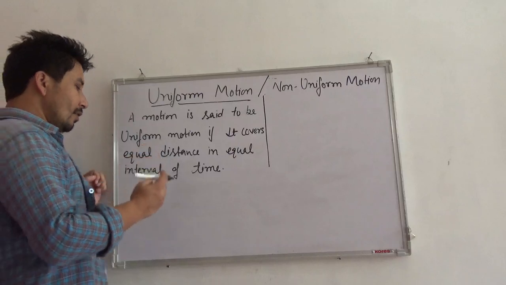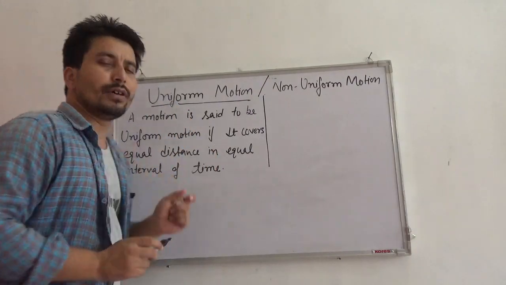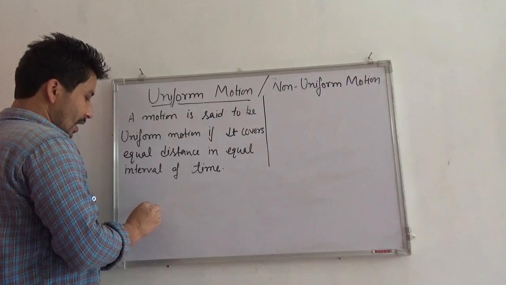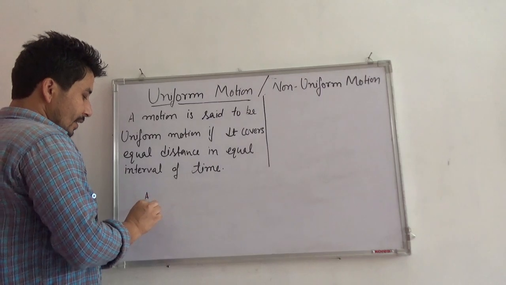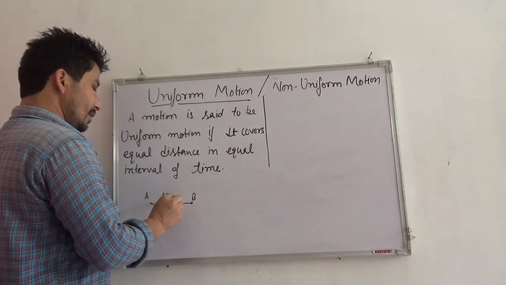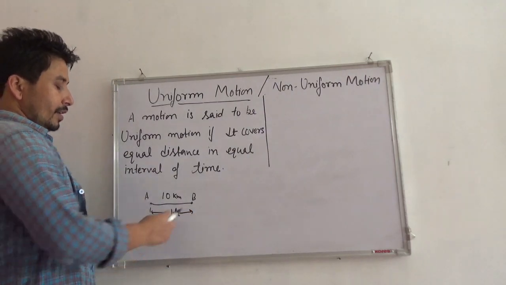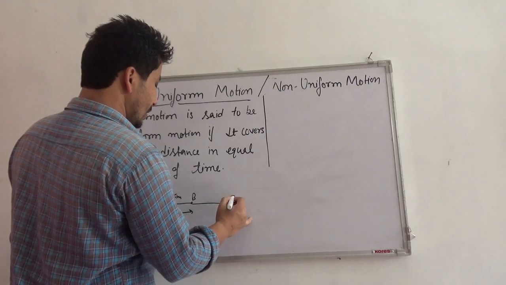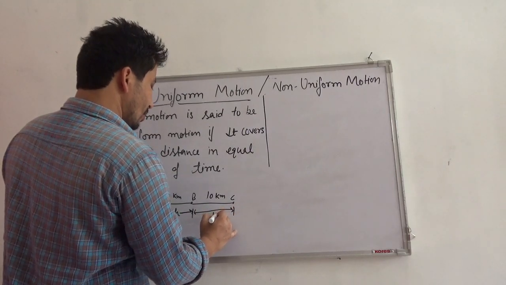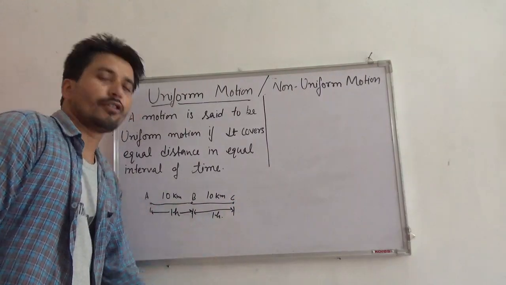Now, student, an object is moving with uniform motion if it covers equal distance in equal intervals of time. It means that if the object starts to move from this point and covers, suppose, 10 kilometers in 1 hour, and further it again moves from B to C, which is again 10 kilometers, and this distance is also covered in 1 hour, then this object covered equal distance in equal interval of time, right?